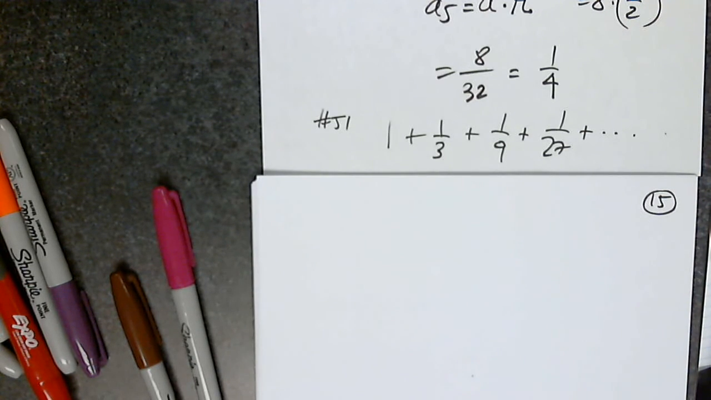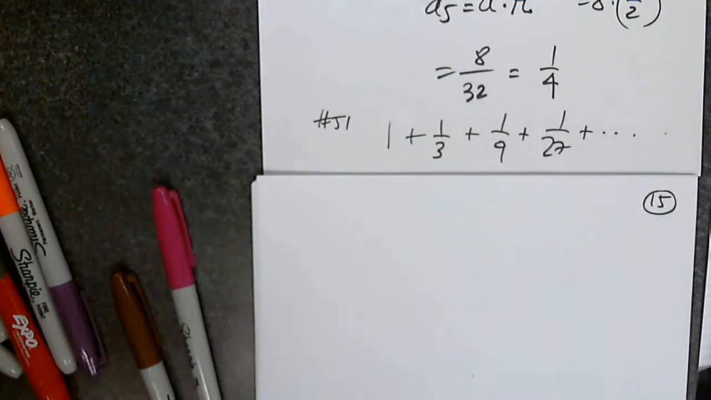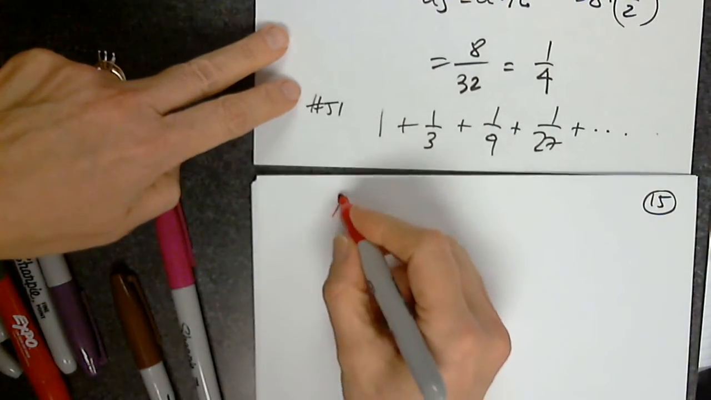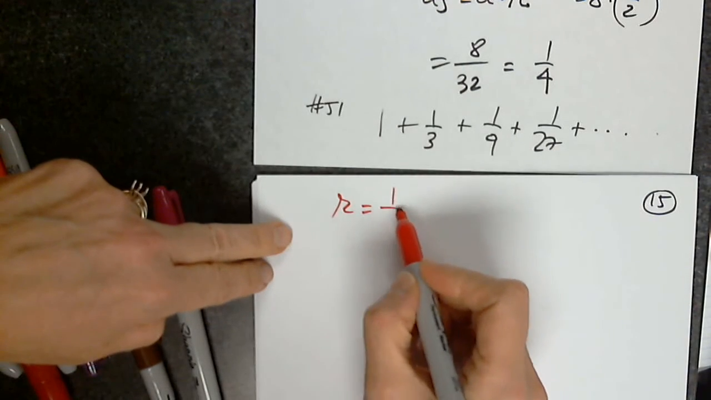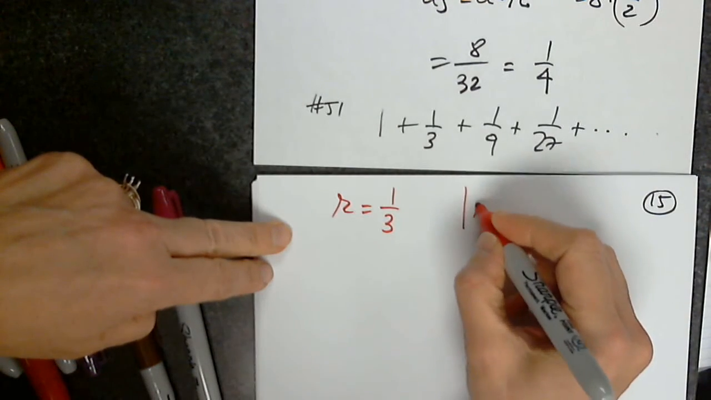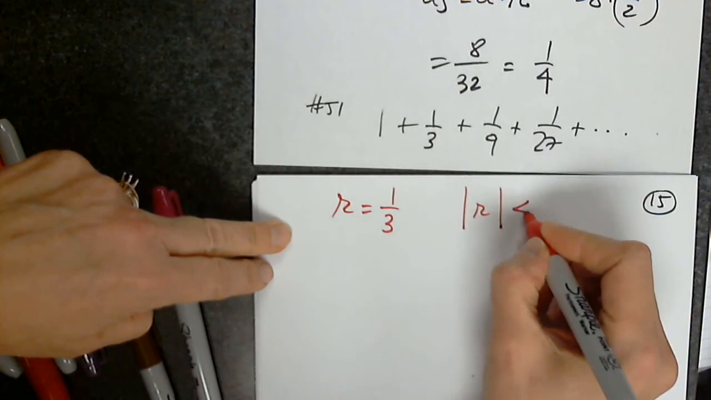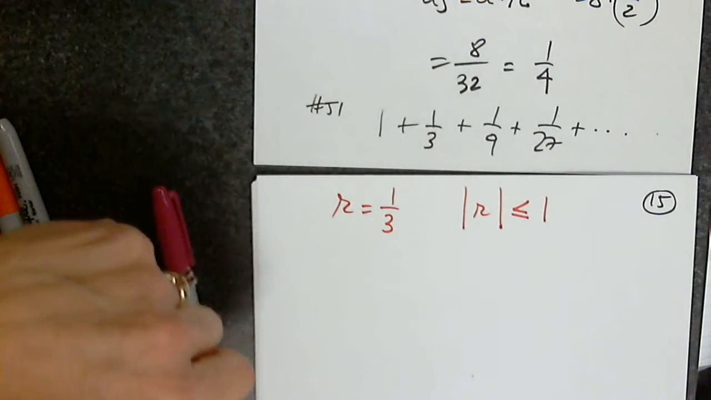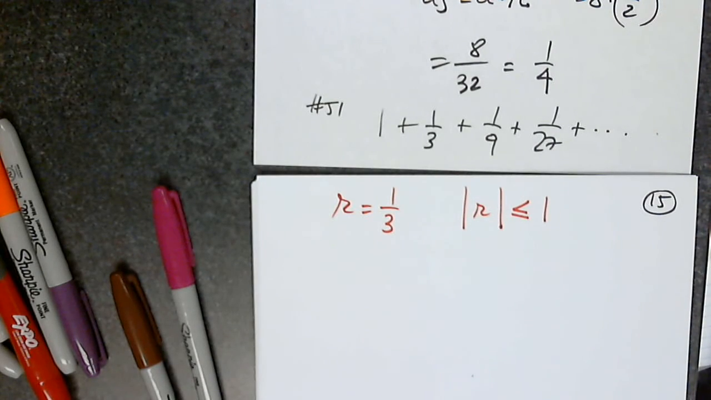1/3. What do I multiply 1/3 by to get 1/9? 1/3. What do I multiply 1/9 by to get 1/27? So then obviously the common ratio is 1/3. If this number is less than 1 in absolute value, because it can be positive or negative, then the geometric series converges.